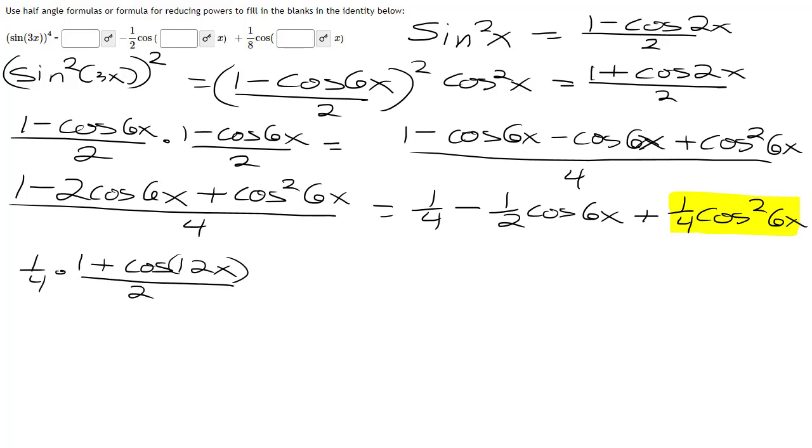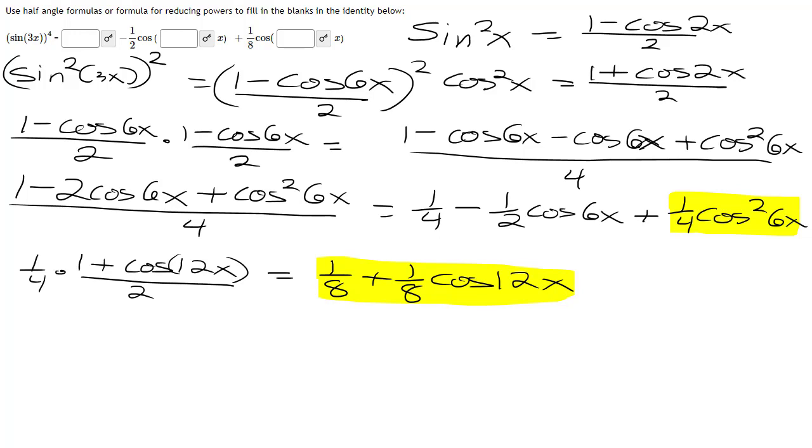Again, let's clean it up by breaking it apart and distributing the 1/4. We get 1/4 times 1/2, so there's 1/8. And then plus 1/4 times 1/2, so 1/8 cosine of 12x. So this stuff is what's in yellow. We've done some augmentations, and these are now trading places.